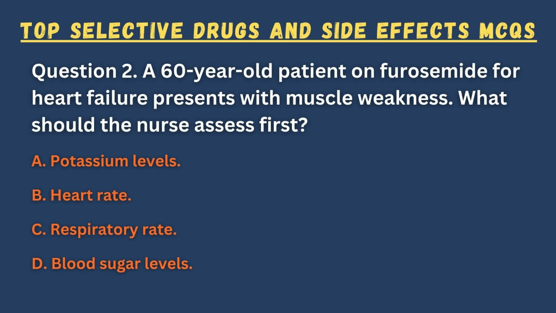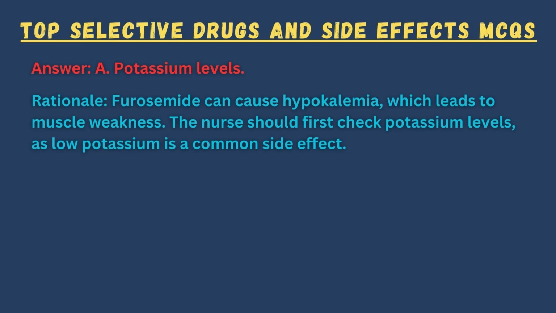A. Potassium levels. B. Heart rate. C. Respiratory rate. D. Blood sugar levels. Answer: A. Potassium levels. Rationale: furosemide can cause hypokalemia, which leads to muscle weakness. The nurse should first check potassium levels, as low potassium is a common side effect.